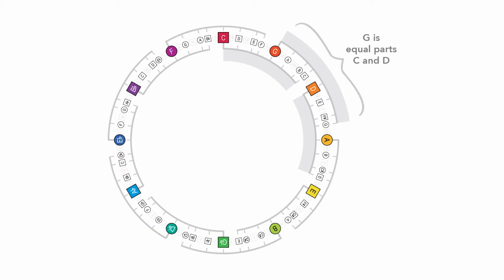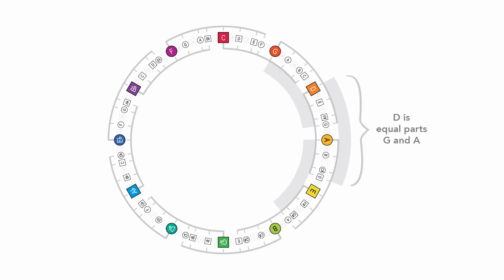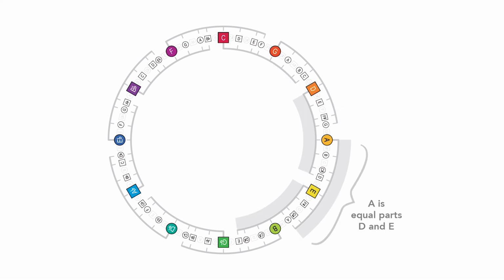Truly. For example, it's now clear, with the aid of color, how keys G, C, and D are connected, since red-orange, G, is made of equal parts red, C, and orange, D. Get it? Likewise, you can also see at a glance that orange, D, is equal parts red-orange, G, and orange-yellow, A. Orange-yellow, A, is equal parts orange, D, and yellow, E, and so on.